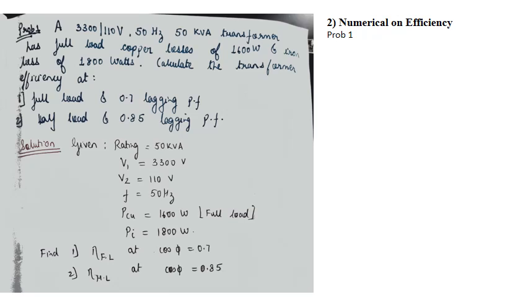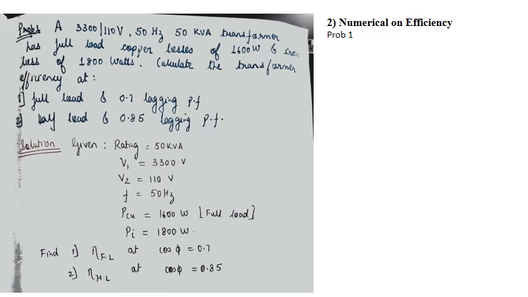Now let us proceed with the numericals on efficiency. The first numerical is: it is given that a 3300 by 110 volts, 50 hertz, 50 kVA transformer. That means 3300 is V1, V2 is 110, frequency is 50 hertz and the rating is 50 kVA. It has full load copper losses, that is the copper losses at full load, of 1600 and the iron losses of 1800. See, iron losses are irrespective of the load, so iron losses will remain constant.